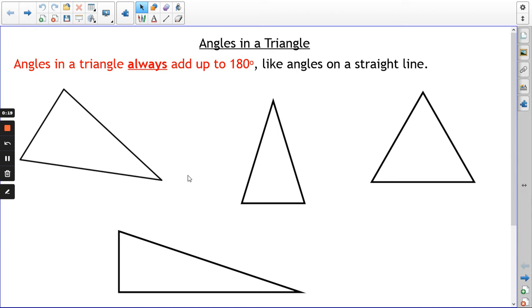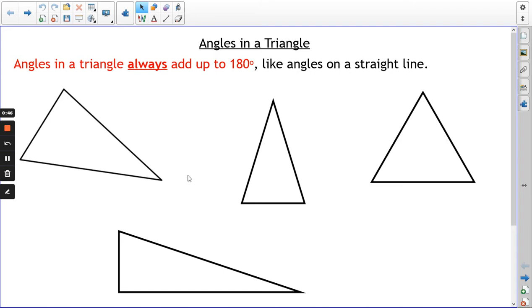Put a heading in: angles in a triangle. And the rule is easy enough: angles in a triangle always add up to 180 degrees. Just like angles on a straight line last week, if you know one or two of the angles, you can work out the missing one if you know they add up to 180 degrees. Okay, so get that written in your books.